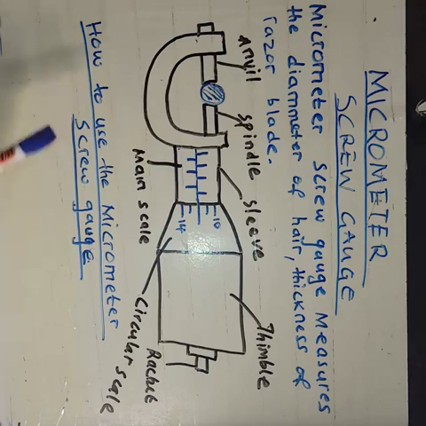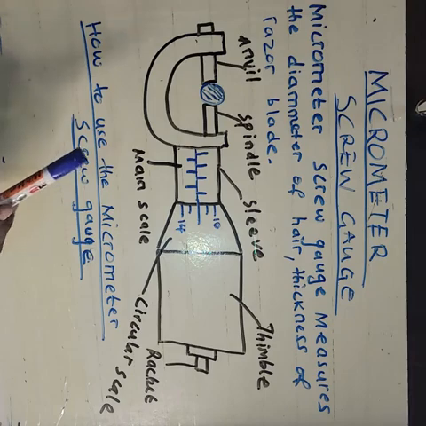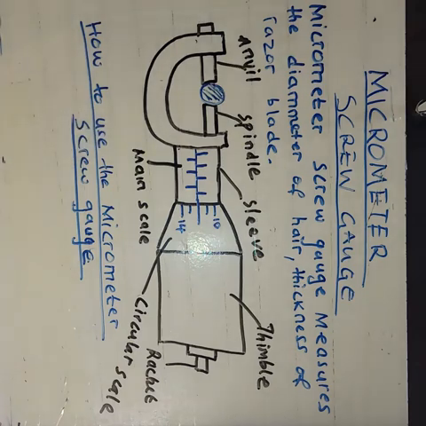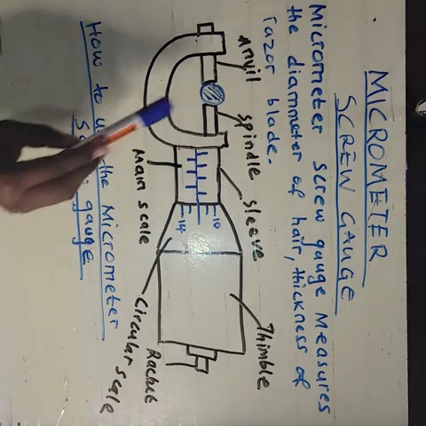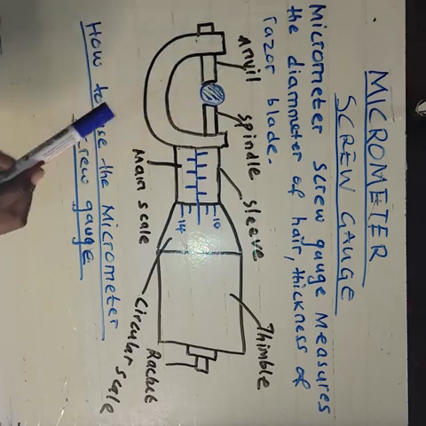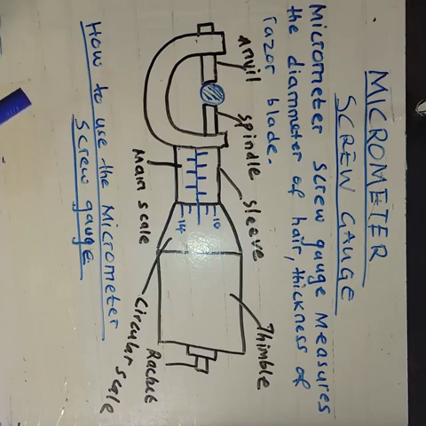So how do we use the micrometer screw gauge? The first thing we need to do is to turn the thimble until the object is gripped. The thimble on this side has to be turned until the object is gripped. The object must be gripped tightly but gently.